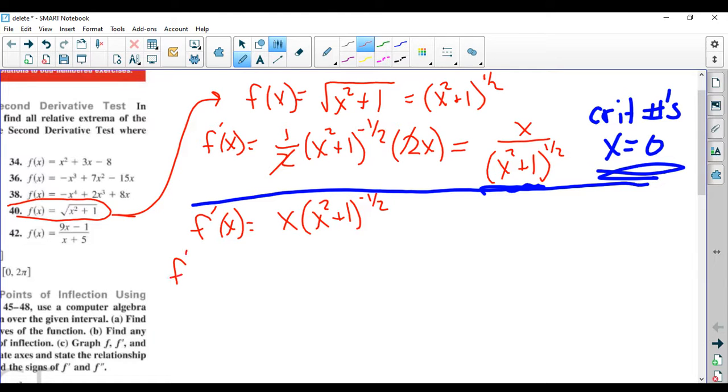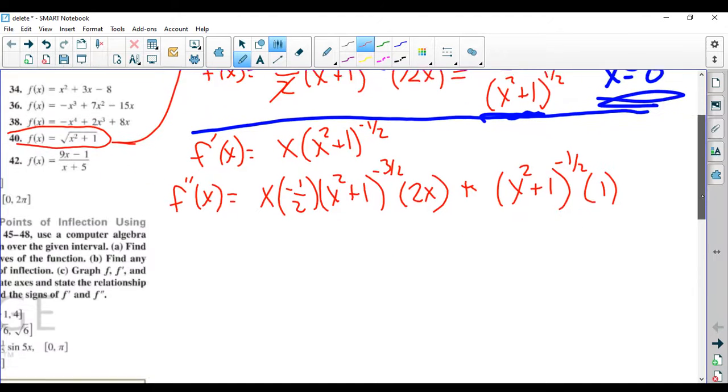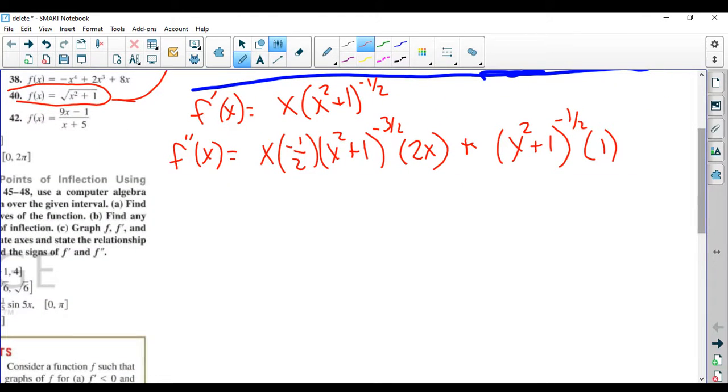So here we go. Second derivative will be the product is the first times the derivative of the second. So that's another chain rule, very similar to the chain rule we did at the beginning of this problem. Plus the second times the derivative of the first. And the derivative of x is just 1. So now I'm going to clean up my derivative.